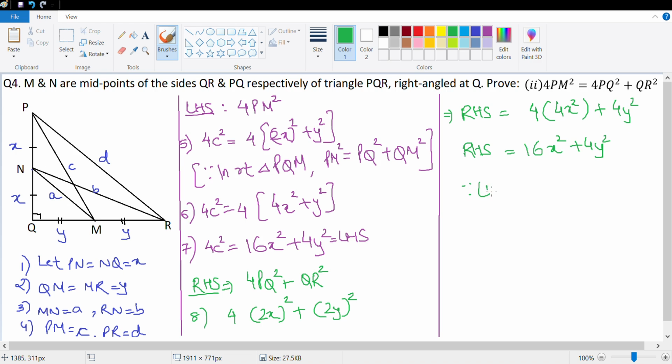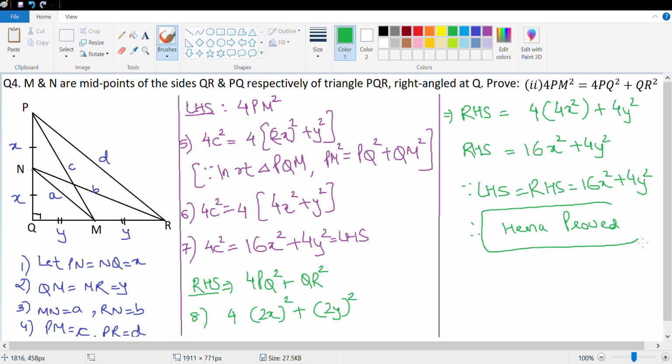So this is equal to RHS. Since LHS is equal to RHS, in this case equal to 16x square plus 4y square, hence proved. So we've got both LHS and RHS equal. That's why we can say that this is equal. The advantage of using this method is that we don't need to substitute any value, but whichever method you like, that's the one that you should be using.